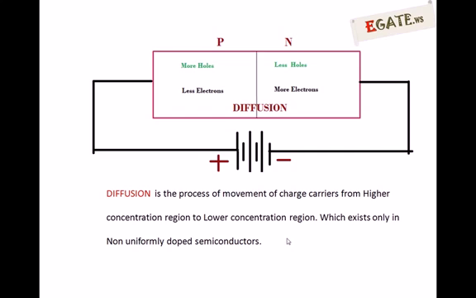So the natural phenomenon is that wherever you have more carriers, they will diffuse into the lower concentration side. Here also it is the same: the P side has more holes and the N side has fewer holes. So holes will move from the P to the N side, and electrons are more in the N side and fewer in the P side, so electrons will move from the N to the P side. This phenomenon is called diffusion. Diffusion is the process of movement of charge carriers from higher concentration region to lower concentration region.